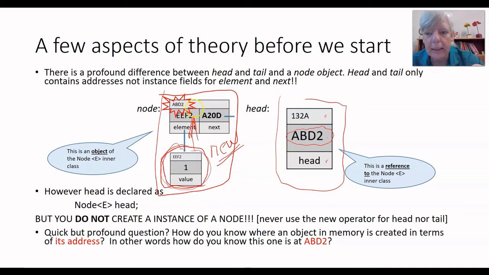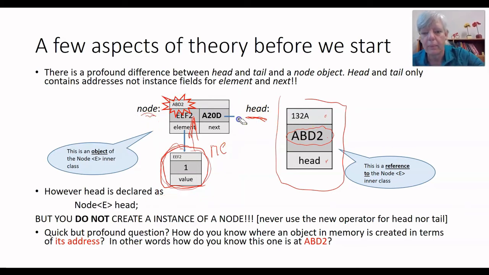But head looks like node. If you compare head to node, what's different there? Carefully look at the difference. Node has an element and the next. Head does not have an element and the next. Head is only a single variable. But head is something like node.